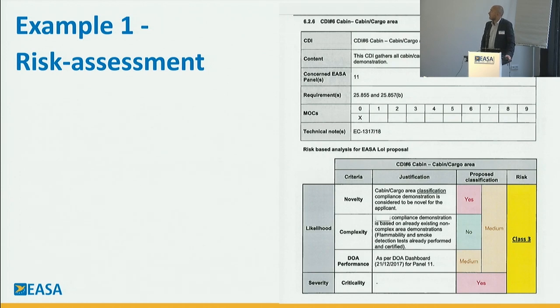That's another CDI in the same project. So in this case, it's the cabin cargo area. The way the information is described is the same. In this case, you see there is more justification, the final risk class is 3, and yeah.